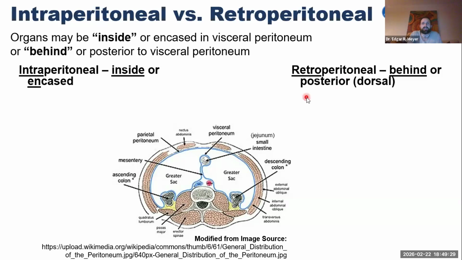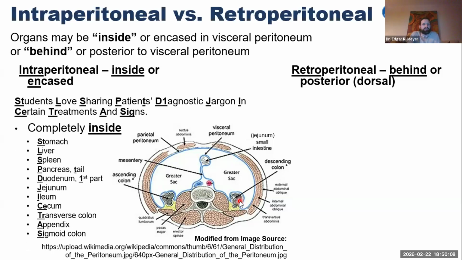On the other hand, our retroperitoneal organs will be behind or posterior to that visceral layer of peritoneum. So you can see just posterior to or dorsal to this layer of visceral peritoneum here, we can see some structures just deep or lying behind. As an example, we have our ascending colon here on the right and our descending colon here on the left.